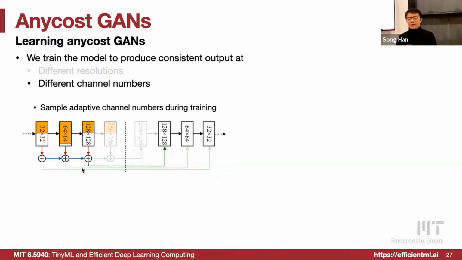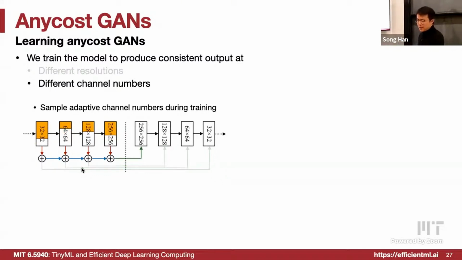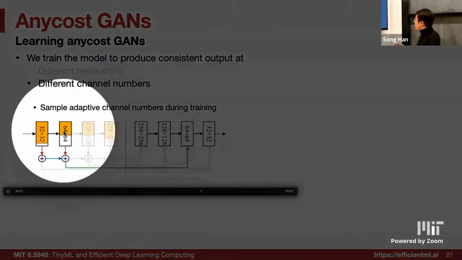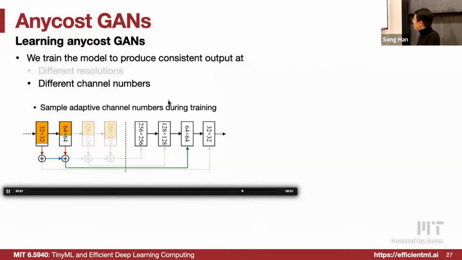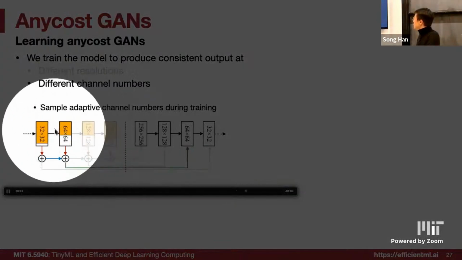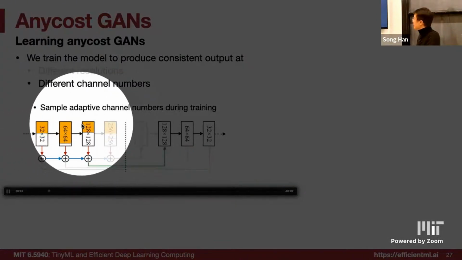Next, the second goal: let's support different numbers of channels. We can run a full model with larger channels for better quality and higher fidelity, but we also want to support a smaller number of channels to make it faster, for immediate inference. So here the approach is to sample adaptive channel numbers during training. Sometimes it's the full channel; the amount of yellow here indicates how many channels we are actually sampling. So we are not only sampling different resolutions, but also different numbers of channels, as indicated in the yellow part.